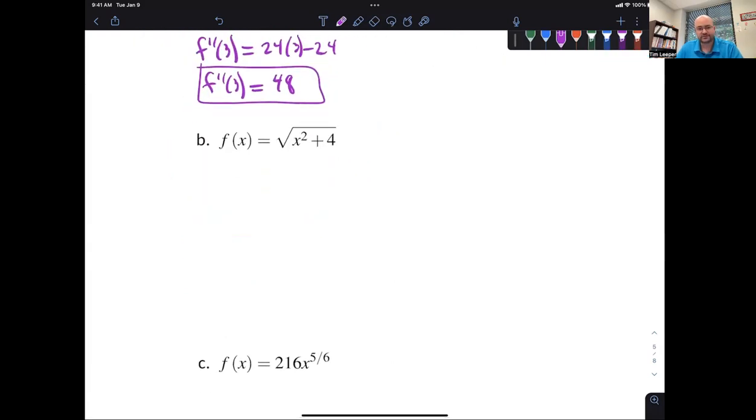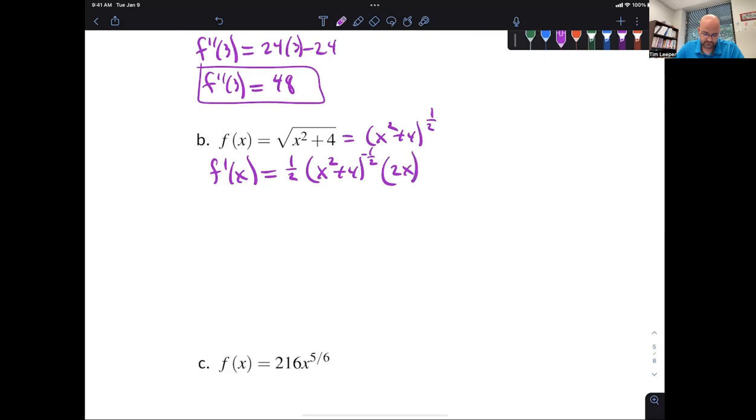B is f of x equals the square root of x squared plus 4. So the first derivative, well, if we look at this as x squared plus 4 to the half power, bring the half down in front, that gives me 1/2 times x squared plus 4 to the negative half power times the derivative of the inside using the chain rule, so times 2x. And notice that 1/2 times 2x is just x. So this is x times (x squared plus 4) to the negative half power. That is f prime of x.